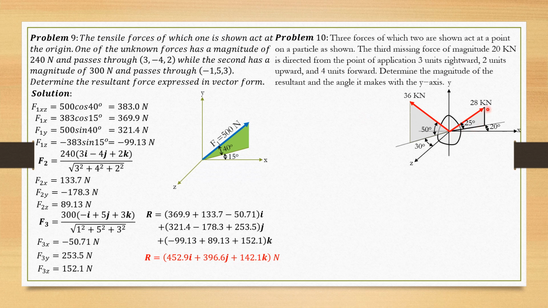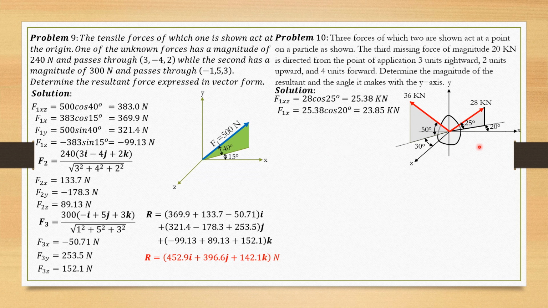So let's call 28 kilonewtons as F1, 36 kilonewtons as F2. Let's solve for F1xz first, which is 28 cosine of 25, so it is 25.38 kilonewtons. Having known F1xz, we can solve F1x, which is positive. It is 25.38, this hypotenuse here, times cosine of 20.